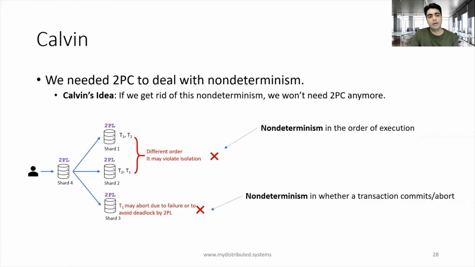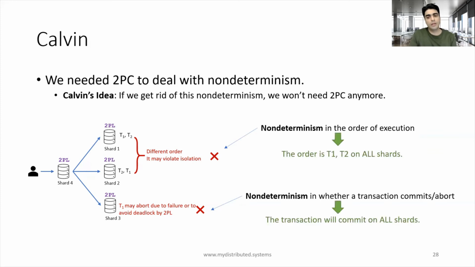So Calvin's idea is, if somehow we get rid of this non-determinism, then we don't need 2PC anymore, right? If we make sure that the order is guaranteed on all shards, and if we make sure that a transaction will commit on all shards, then we don't have any non-determinism, and we don't need 2PC anymore. And it is a very interesting idea.